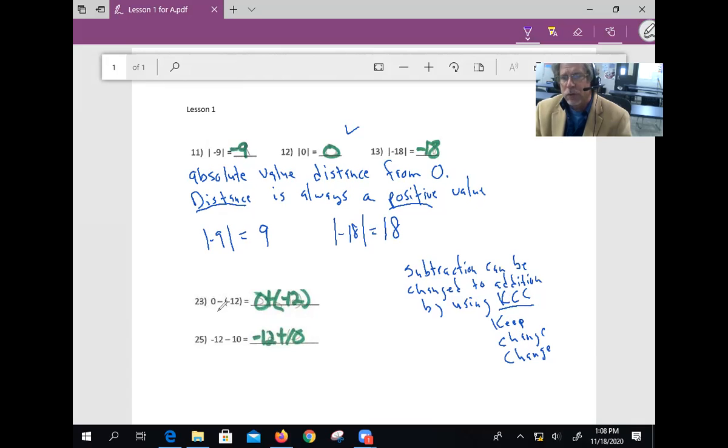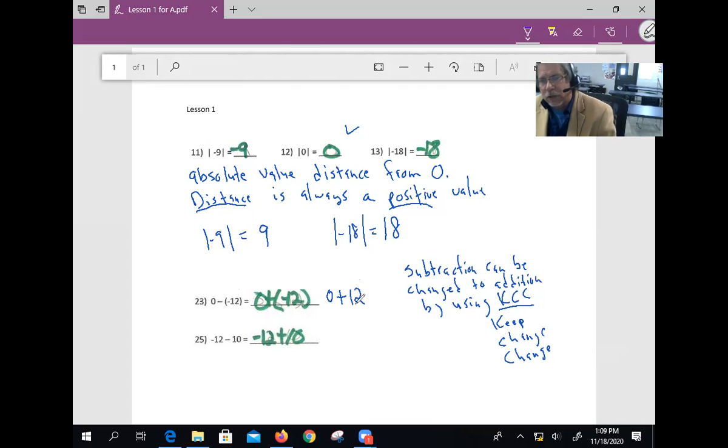So if I am going to rewrite subtraction as addition, what you're allowed to do is you're allowed to keep the first number. So I'm allowed to keep the 0. I have to change subtraction to addition. And I also got to change the second number. Since the second number is negative, I got to change it to a positive. So what I should have is 0 plus 12.